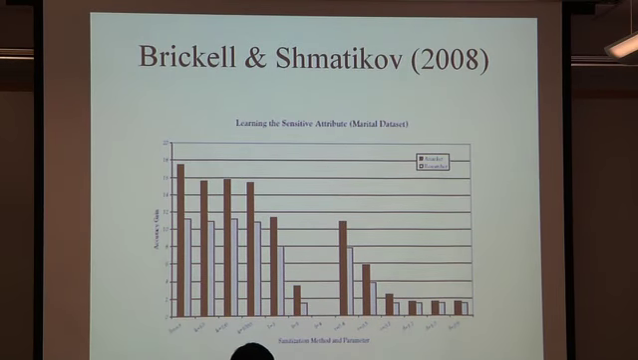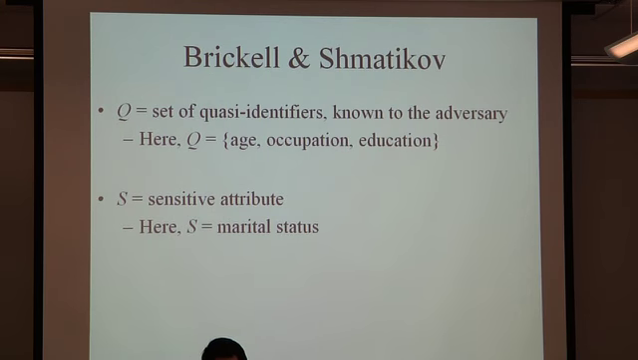Okay? And in order to understand why, let me tell you a little bit about what these black and gray bars actually represent in this particular paper. Okay, so here's the model. The model of Brickell and Shmatikov is that we've got Q, a set of quasi-identifiers which are known to the adversary, the entity that is in fact trying to break the anonymization, trying to break privacy here. And in this particular example, Q was the set of age, occupation, and education. S, we have some sort of sensitive attribute. In this case, it was marital status, chosen just for reasons of the particular database here and not for reasons of its actual sensitivity.